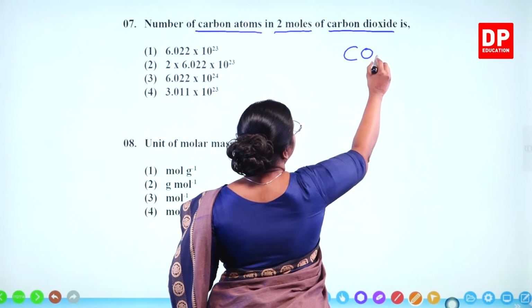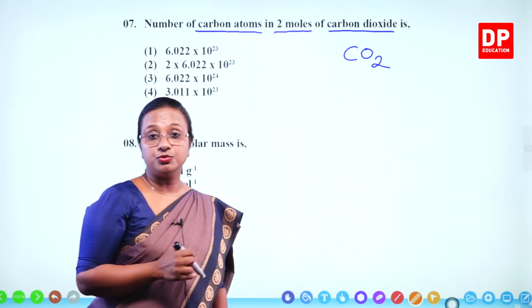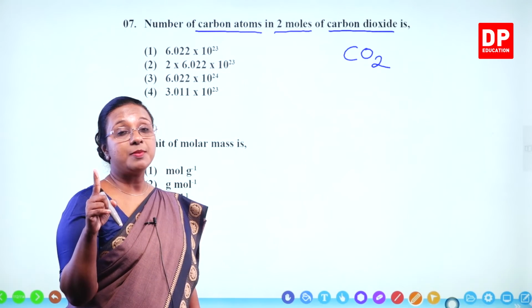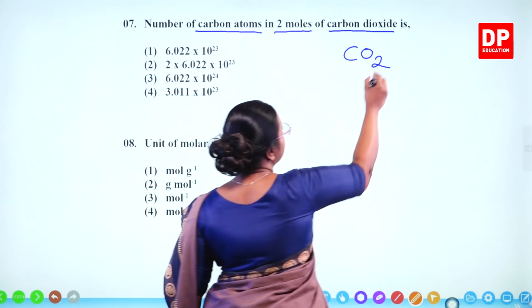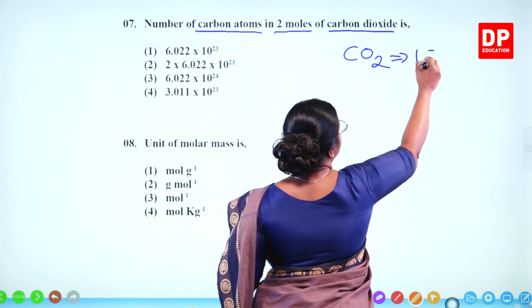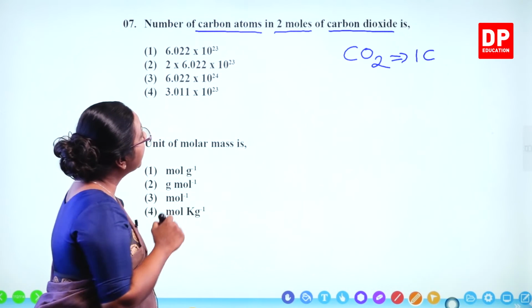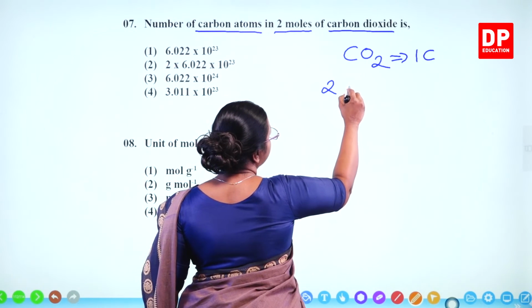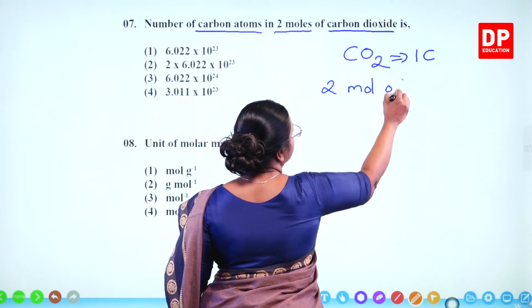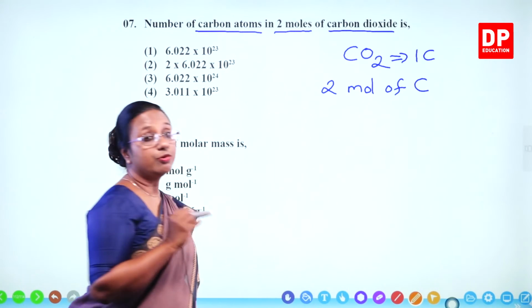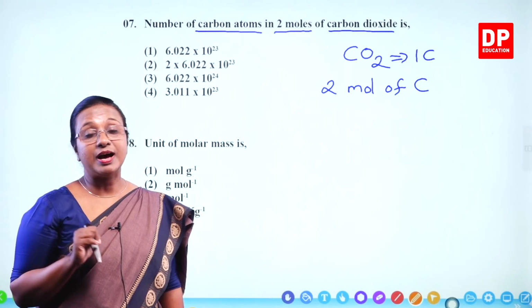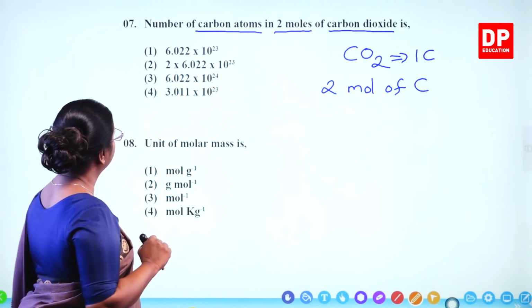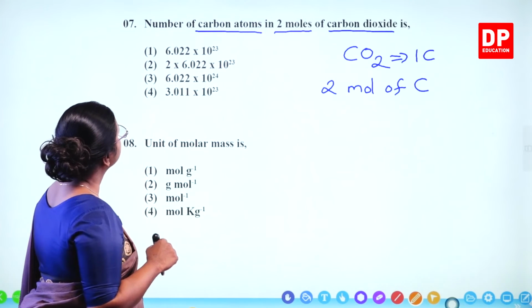So, if you take carbon dioxide, CO2, in 1 molecule of carbon dioxide, there is only 1 carbon. So, this has only 1 carbon. But there are 2 moles of carbon dioxide. So, there should be 2 moles of carbon. And you know what you need to do to find the number of molecules or number of atoms here.